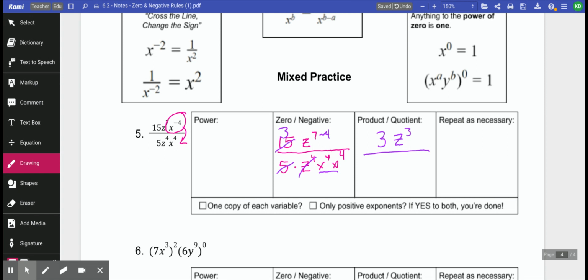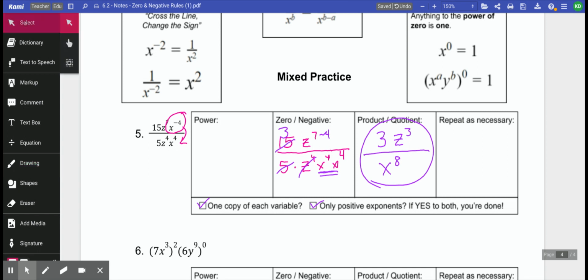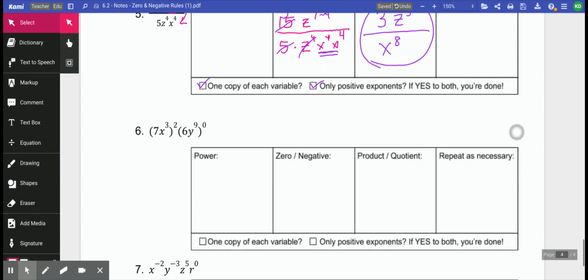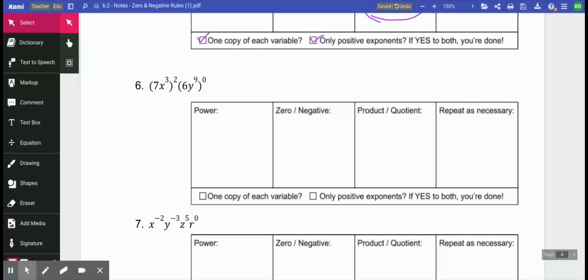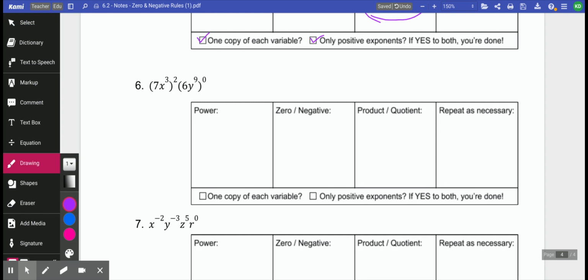So my product rule is combining these two. And my quotient rule, well, I have 15 divided by 5, right? So I can do that. It's going to be 3. And then z to the 7th over z to the 4th. I can subtract. So this is going to be 3 z to the 3rd over, and then I'm going to combine using product rule, x to the 4th and x to the 4th makes x to the 8th. So that is done. We've got one copy of each variable. We only have positive exponents, right? And everything is simplified as much as possible.